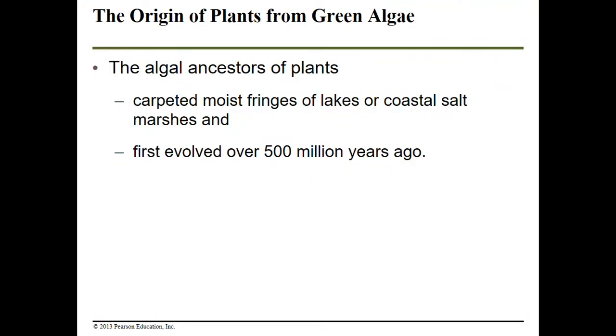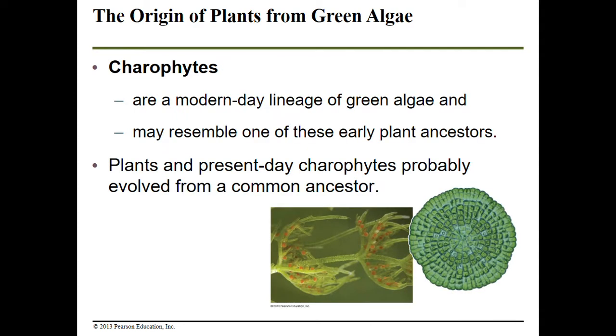So how it all started. Ancestors of plants are algae. Algae has to stay in water. Most of you know this. Most of you have encountered this if you swim in creeks. Well, algae first evolved over 500 million years ago. Today we have these things called charophytes, and this is a modern day version of algae, and it may resemble one of the early ancestors of plants.